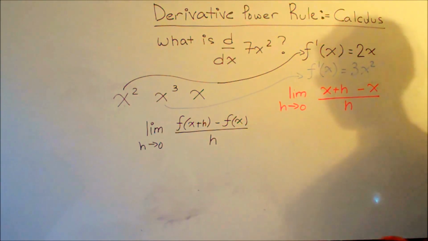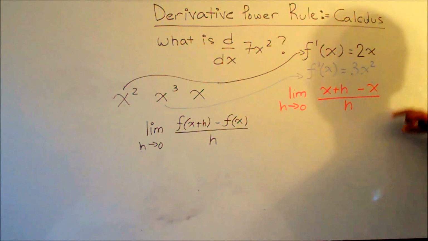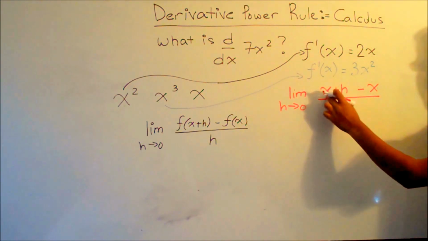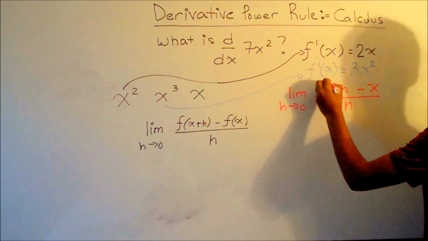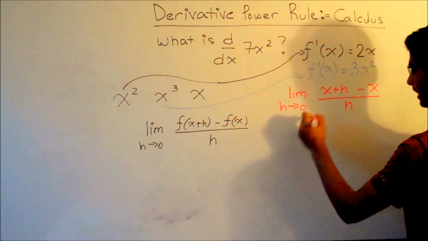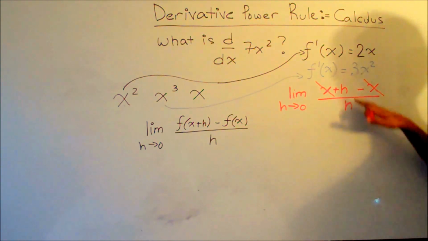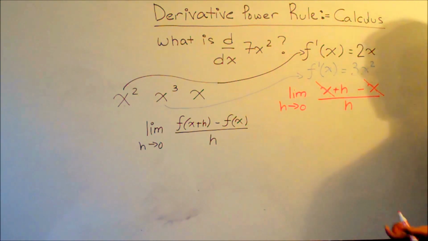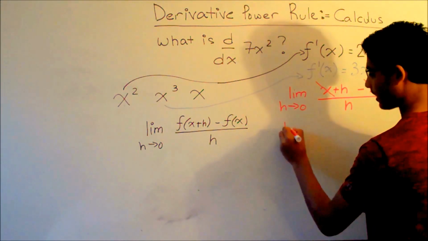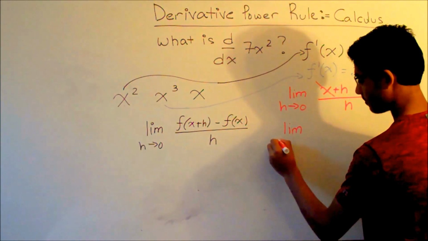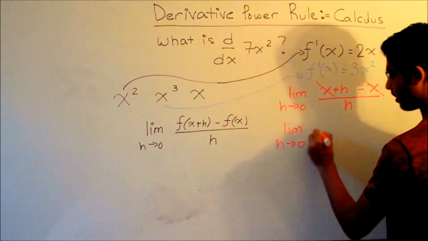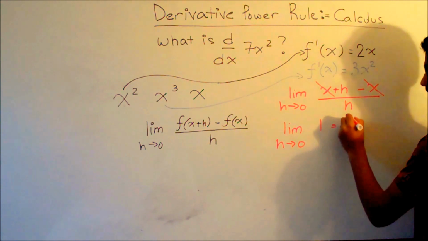So this one's an easy one. We can see immediately that terms cancel out. X minus x cancels out. And then we're left with h over h, which is just 1. So we have the limit as h approaches 0 of 1, which is equal to 1.